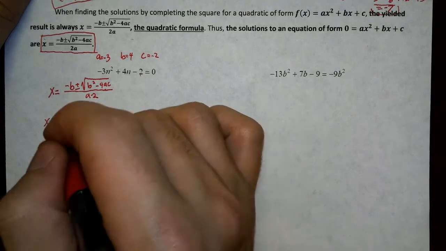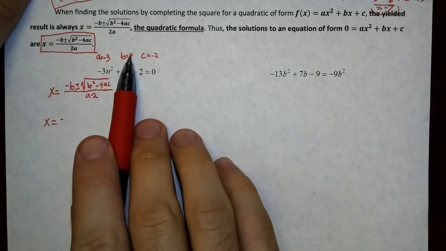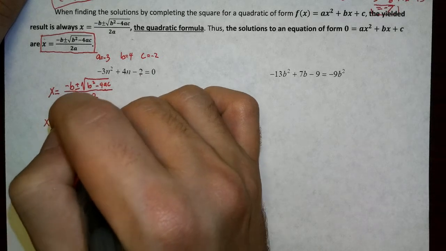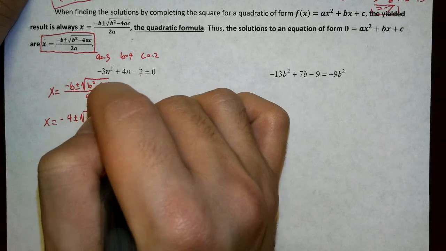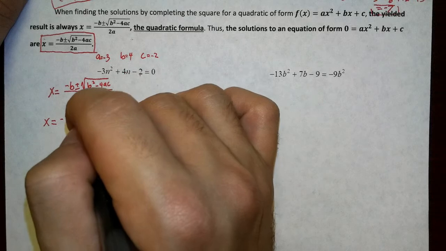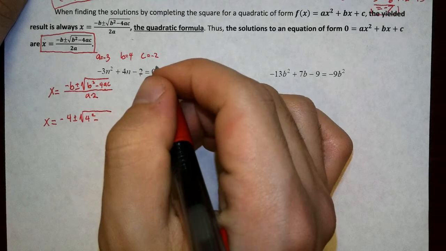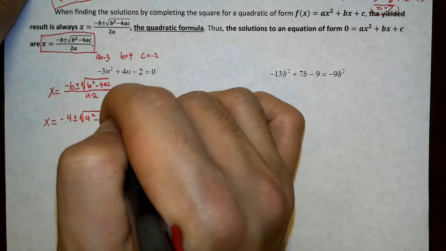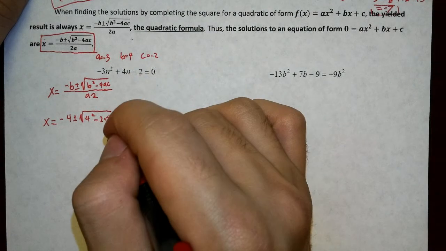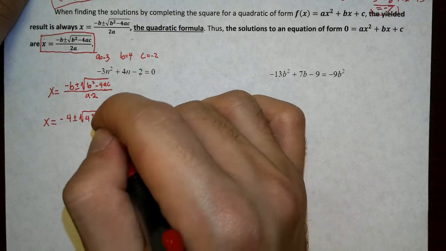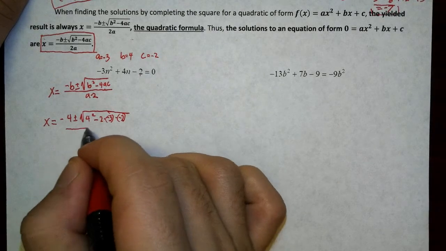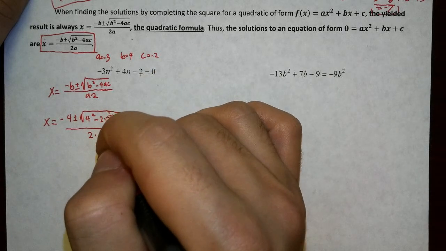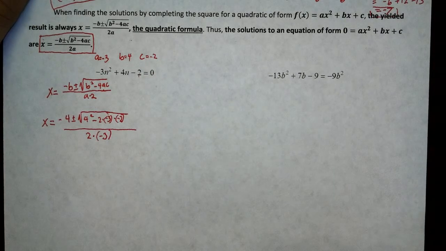So x equals, now I'm going to plug in my values of a, b, and c. So -4 plus and minus the square root of 4 squared minus 4 times -3 times negative 2, all divided by 2 times negative 3. Okay?